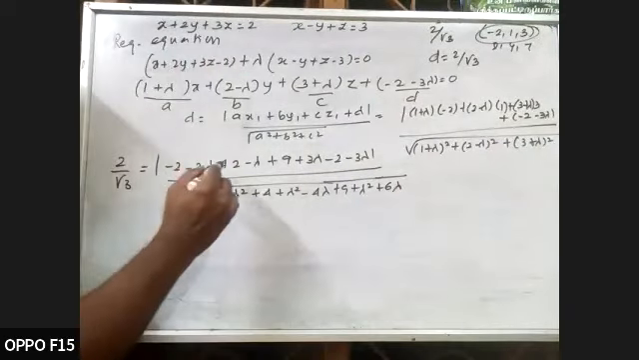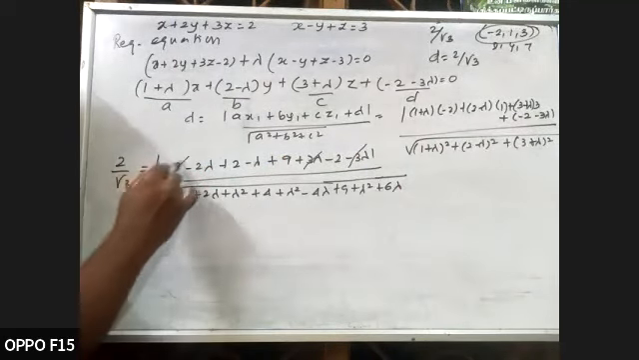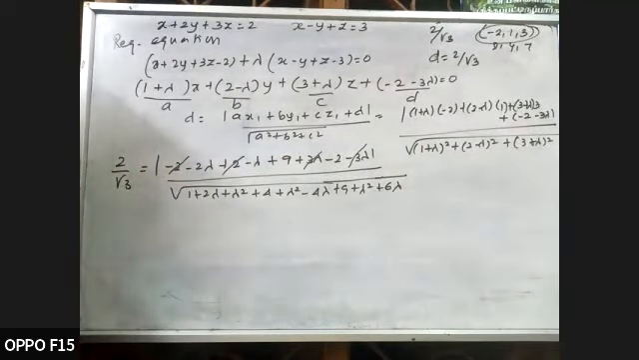Look, these can be cancelled. Plus 3 lambda minus 3 lambda cancel. Minus 2 plus 2 cancel. Minus 2 plus 2 cancel.